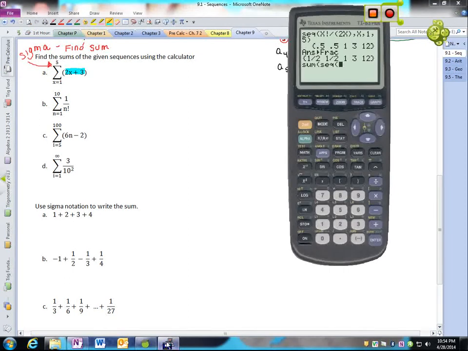So into my calculator, I'm going to put 2x plus 3, comma, evaluated for the variable x, comma, lower bound starting at a value of 1, comma, upper bound all the way up until the value of 5. So I'm finding the sum of the sequence, which is 2x plus 3, evaluated at x from the first term all the way into the fifth term. Enter. I get 45. The sum is 45.